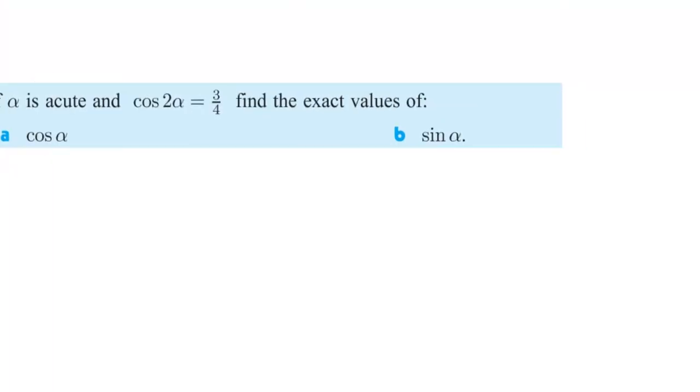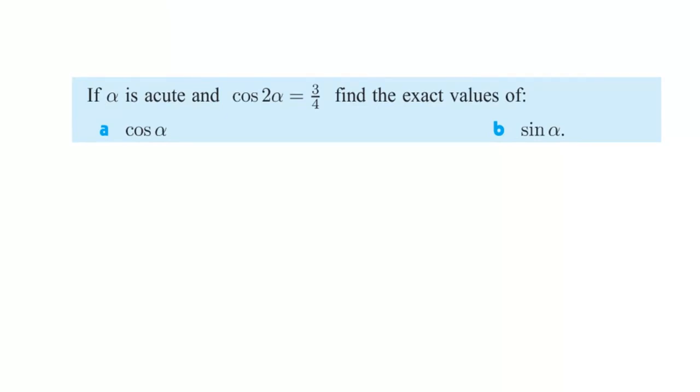Okay, next example. So this time we have that the angle is acute. We'll come back to that. That's good. And that cosine of 2 alpha is 3 over 4. We have to kind of reverse things now and go back to the original regular angle, not the double version of it. So what we're going to use here is that cosine of 2 alpha is equal to 2 cos squared alpha minus 1.